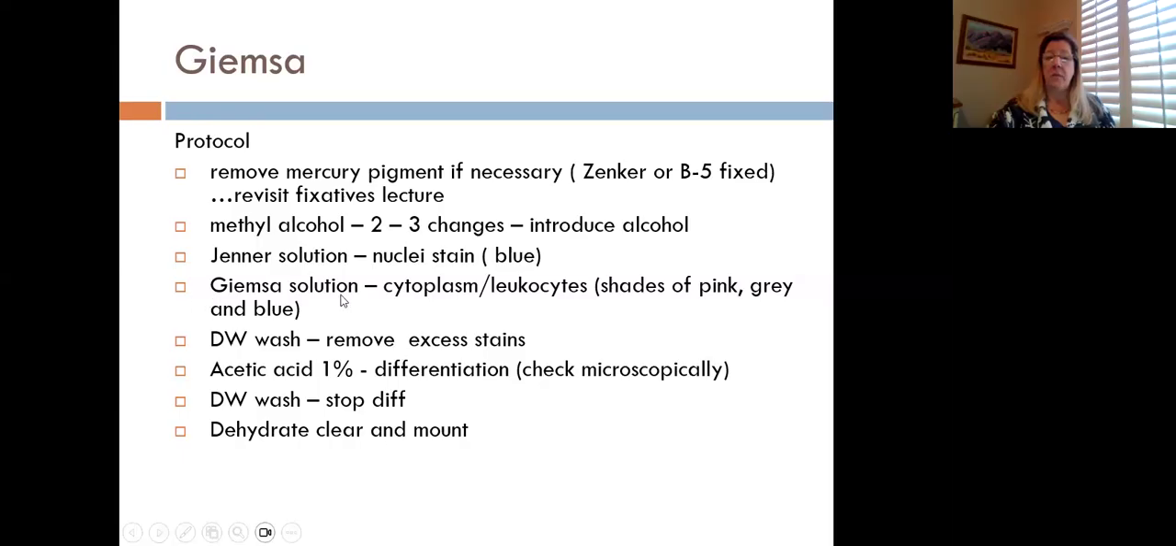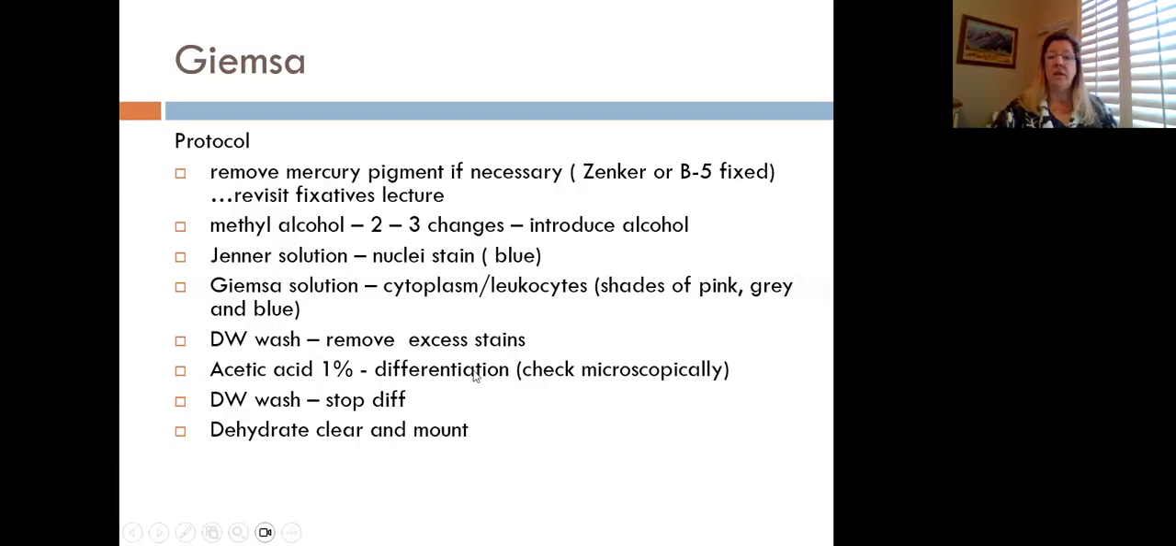So we're talking hematopoietic here. Yeah, and we're talking polychromatic. So it's going to stain your cytoplasm and your leukocytes. But your leukocytes are going to stain different shades of pink, gray, and blue, dependent upon what state they are in development. Okay. Then you're going to distilled water wash.